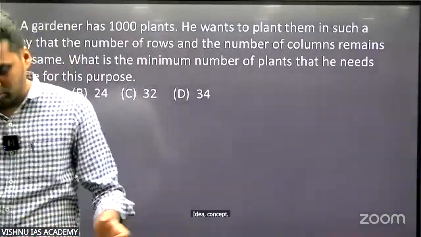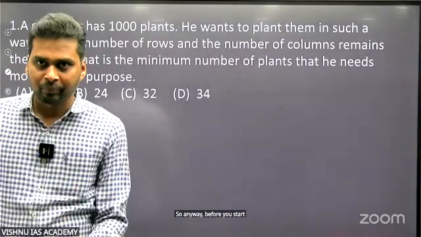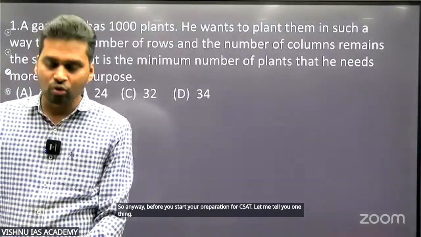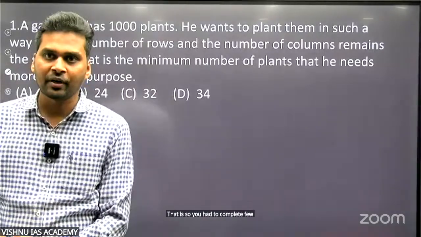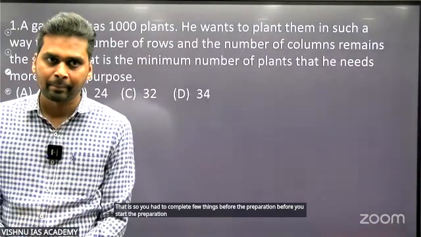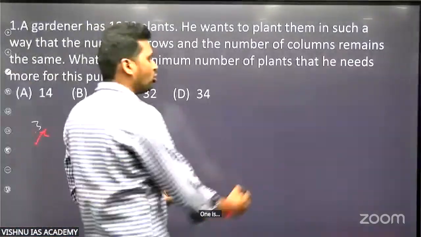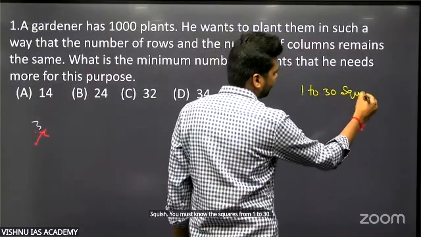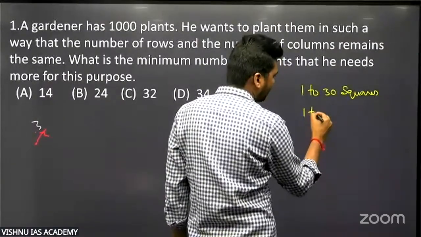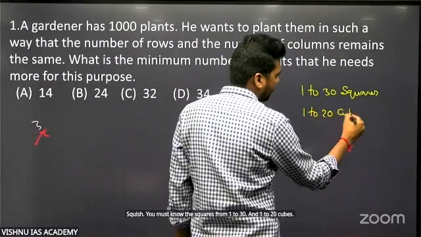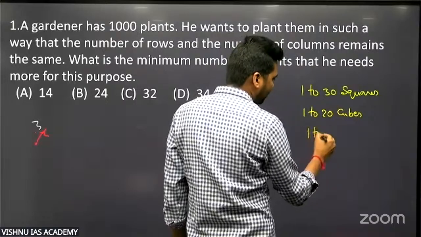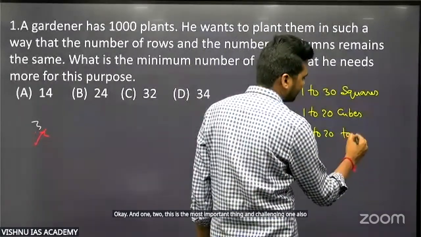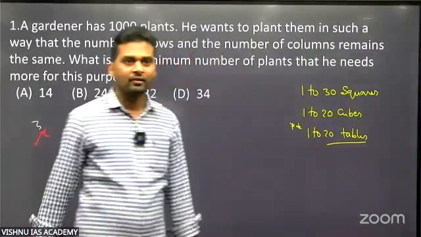Anyway, before you start your preparation for CSAT, let me tell you one thing. You have to complete a few things before you start the preparation. One is squares from 1 to 30. You must know the squares from 1 to 30, and cubes from 1 to 20. And this is the most important and challenging one, tables from 1 to 20.